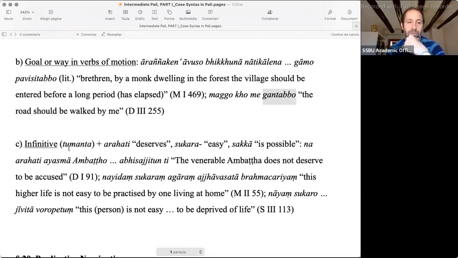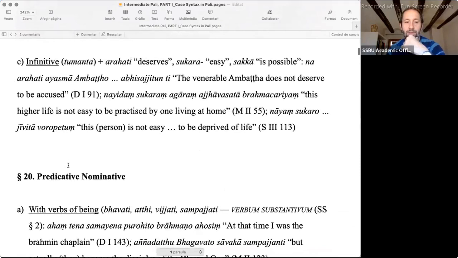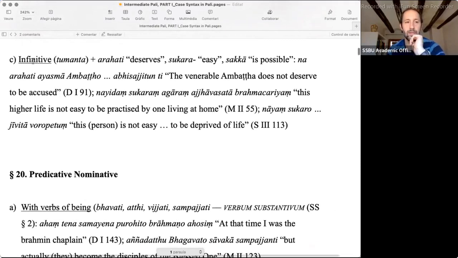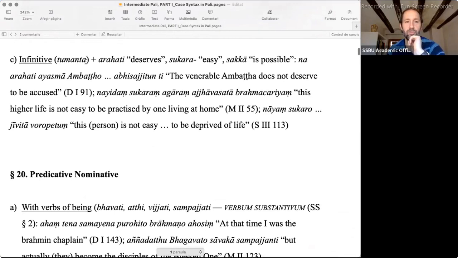So pavisitabbo. Anyway, now we have another example of the nominative, that is the infinitive, tumanta plus arahati, deserves, sukara, easy, sakka, is also with these expressions. So see the example, na arahati ayasma ambattho avajjhitum. The venerable Ambattha does not deserve to be accused. So here Ambattha is actually the subject of arahati.